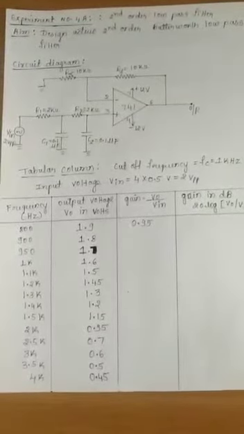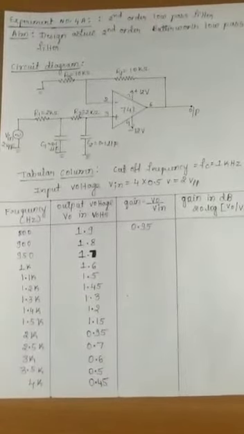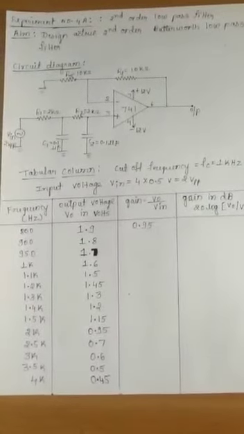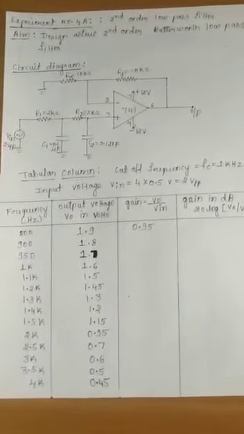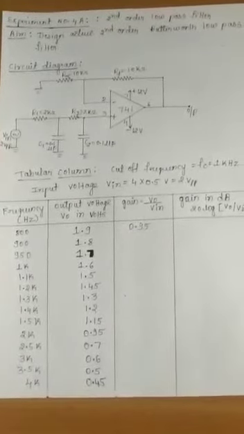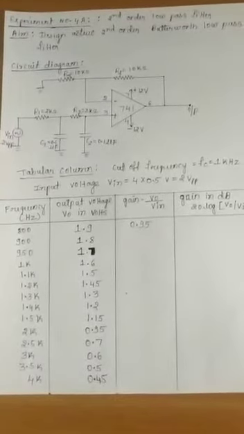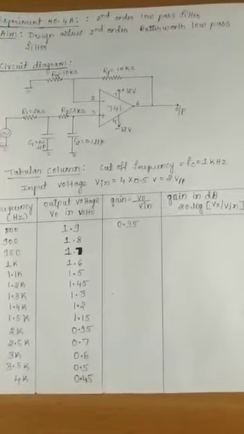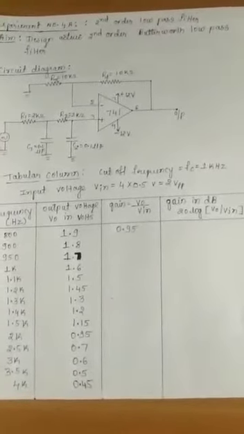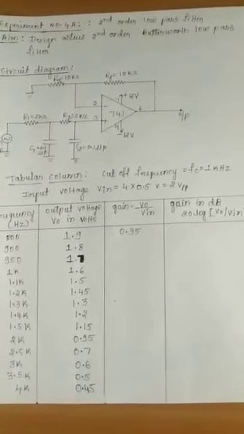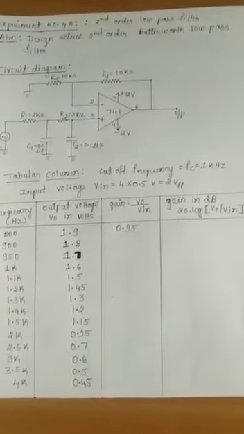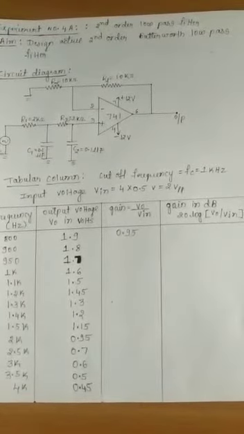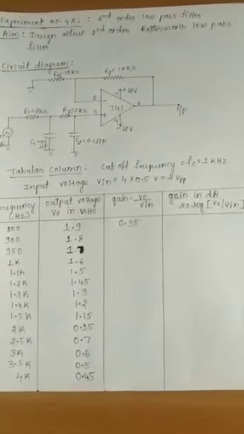Next, input is given to one end of the resistor R1 through the function generator. We have kept here 2.2 volts peak to peak. After doing all these calculations, we need to measure the output at the CRO. For this, the cutoff frequency I have taken as 1 kHz. The input voltage I kept as 2 volts peak to peak.